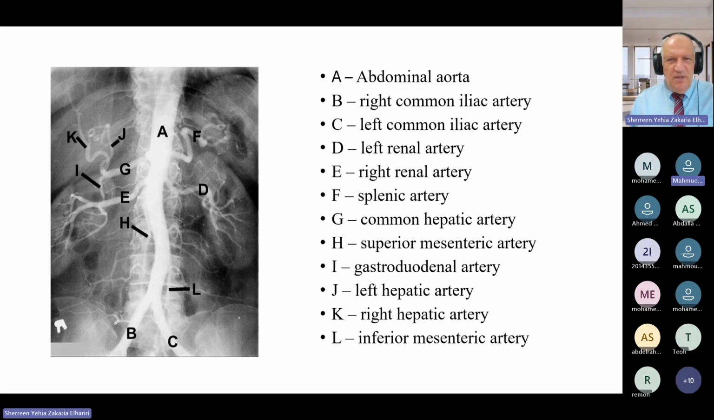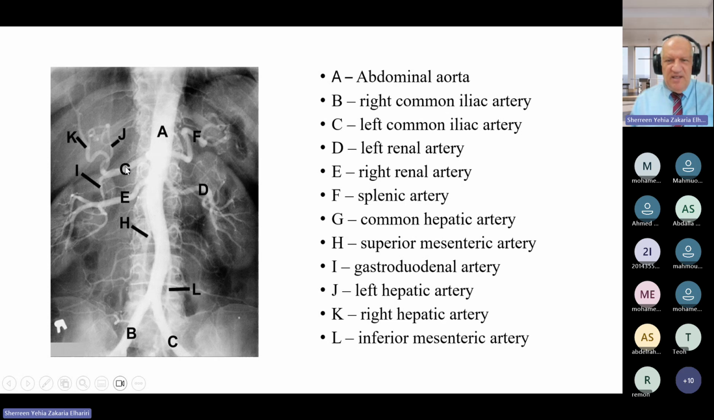Okay, so this is the gastroduodenal. A, of course, is the aorta, and this is the same slides. B is the right common iliac, C is the left common iliac, D is the left renal, correct. E is the right renal also. F, corrugated or irregular, is the splenic artery.